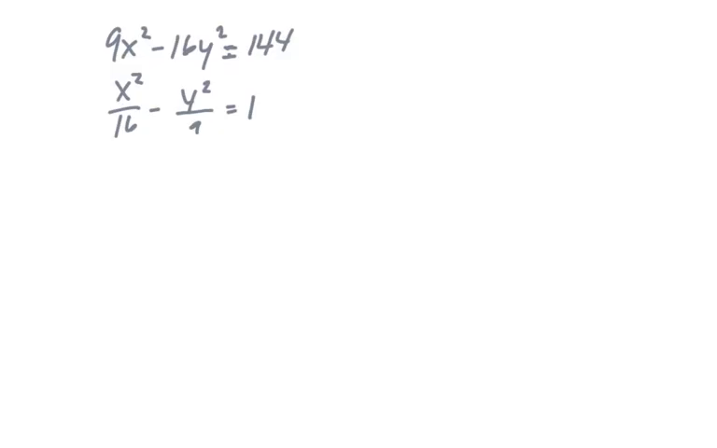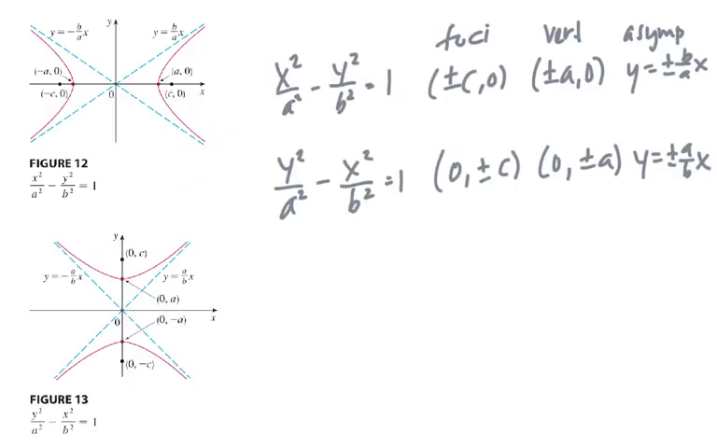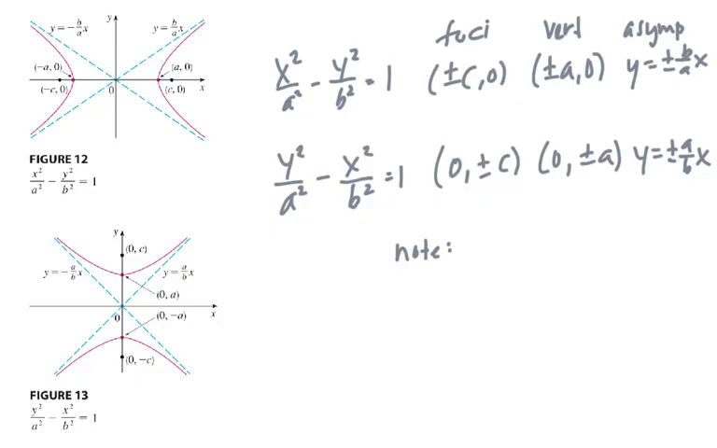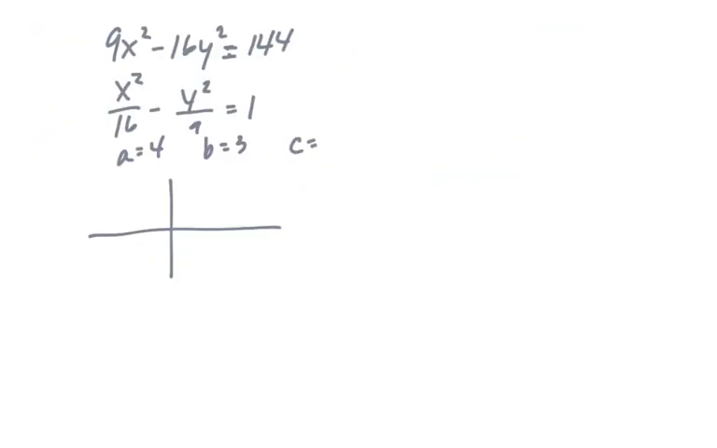Now since my larger number is under the 16, that tells me that I'm on my x-axis. So again, a equals 4, b equals 3. We can find c one more time. Oh, your equation for c is different. So let's go back and make that note. Note down here, because it's a minus, c squared equals a squared plus b squared. And we'll look at y. So let's leave c for a minute.